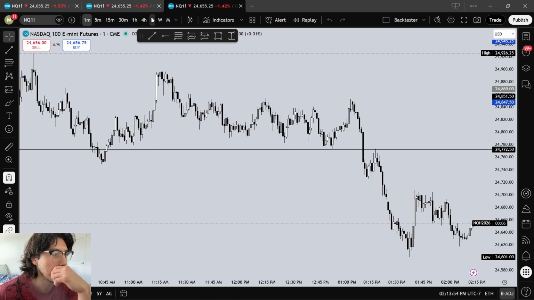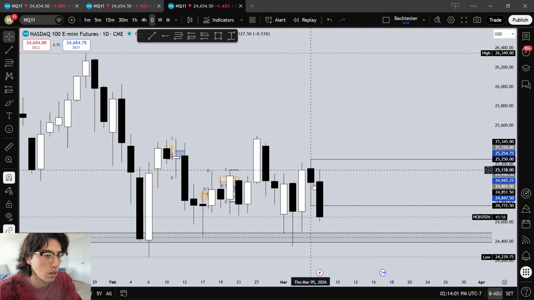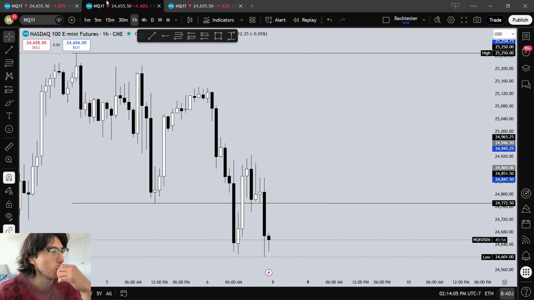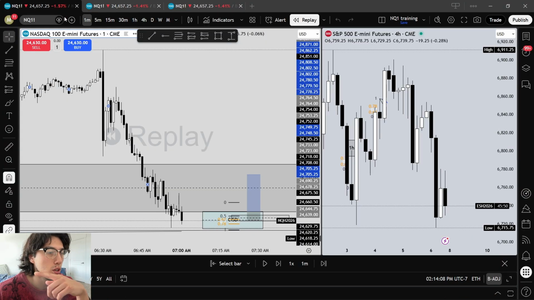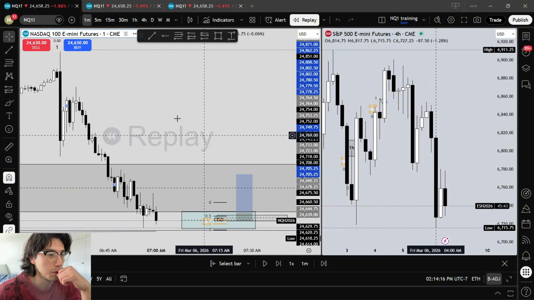Going into the day, I had a long bias because we were in discount of yesterday's daily range, as well as we got swept out Asia and London lows, and we swept out a bunch of liquidity from the rest of this week, sell side liquidity. So I was instantly looking for longs, and I'm gonna replay right now, but I'm just gonna show y'all.